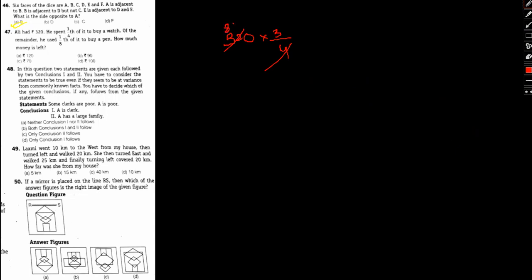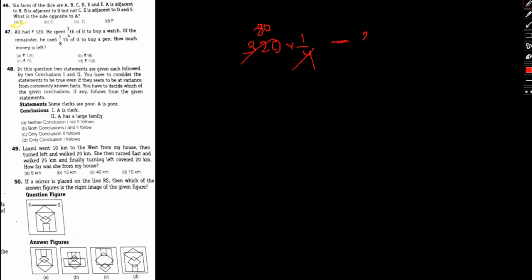So what would come? Okay, so he's left with 240 rupees. Of that, he spent 1/8. Hang on, I made a mistake over here. See, Ali spent 3/4 of the 320. He spent 3/4, right? So what he'll be left with is 1/4, because 3/4 he has already spent. So he is left with 80 rupees.